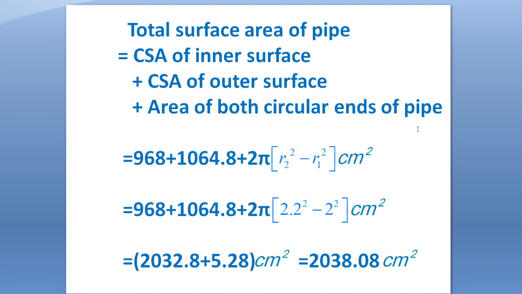So 968 plus 1064.8 plus 2 pi into R2 square is 2.2 square minus R1 square is 2 square centimeter square. So the simplification gives us 2038.08 centimeters square is the total surface area of the pipe.